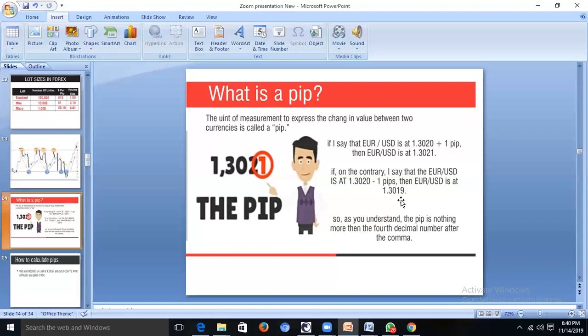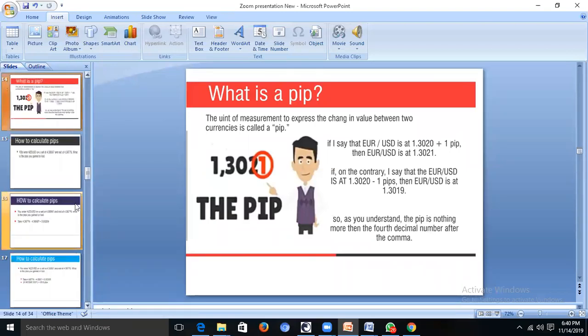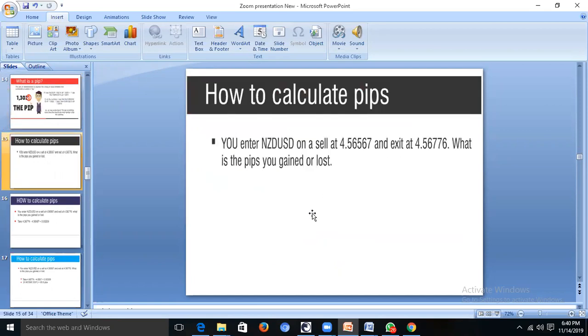And pips will determine what you make in the market. Then you can translate that to the lot sizes that you're using. So let us learn how to calculate these pips, because this is very, very important. If you don't know how to calculate pips, then you are going to have some issues.